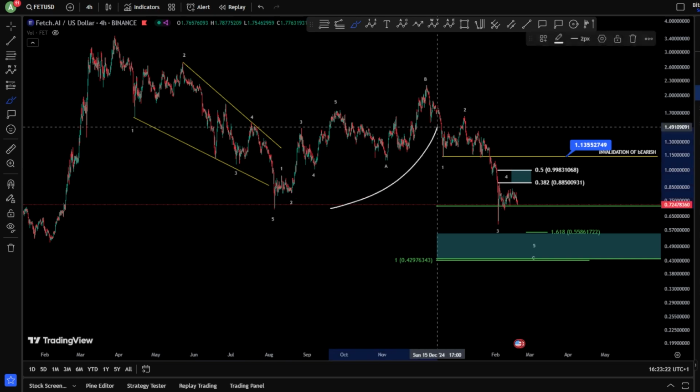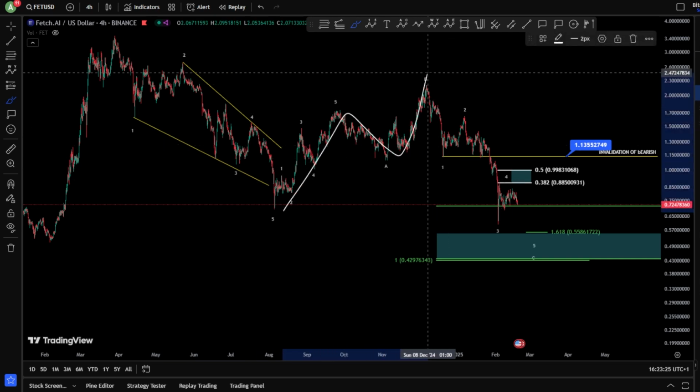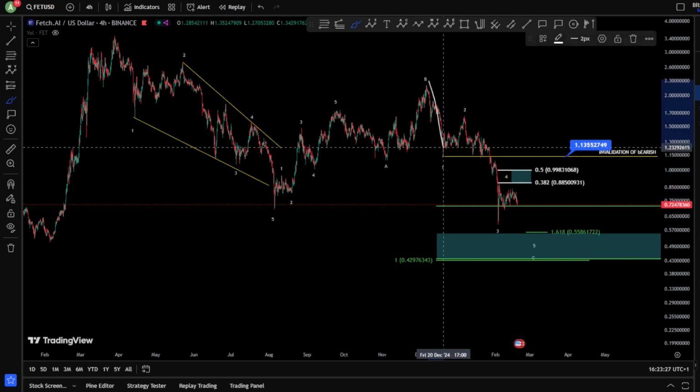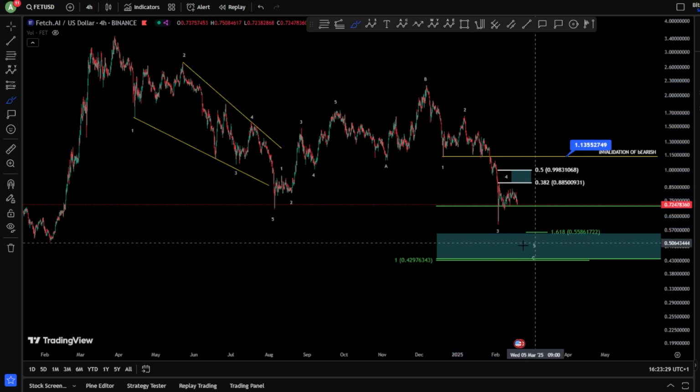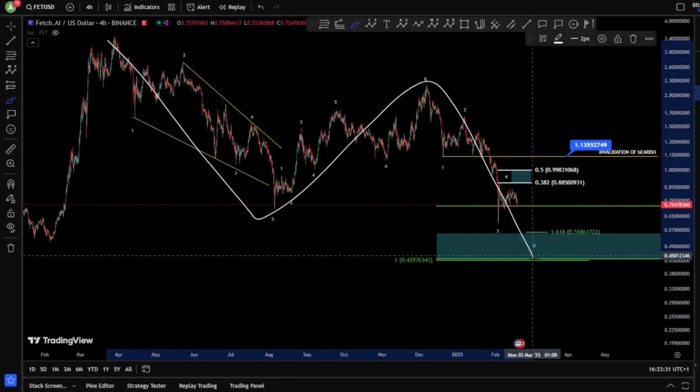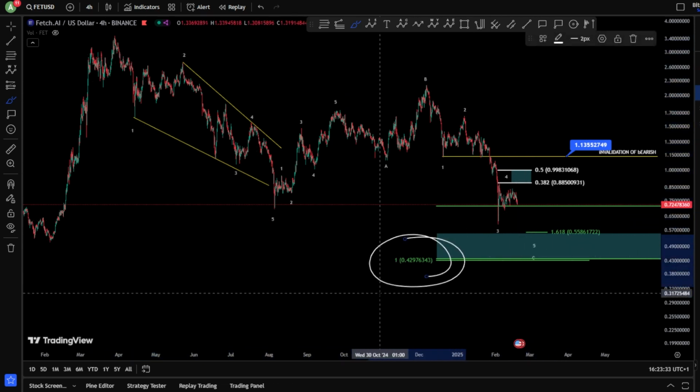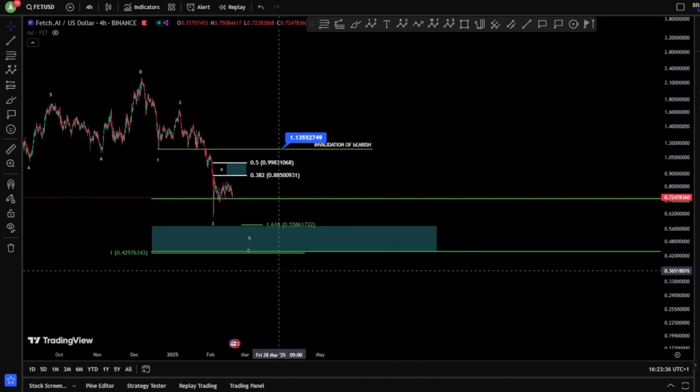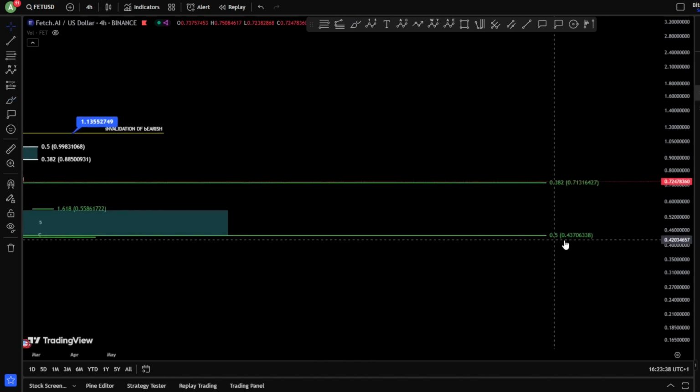So we cannot call it anymore. We have to call it A, B, and a C, or WXY. And then we are looking at 1, 2, 3, 4, 5 for your wave C, A, B, and a C. Perfectly to be finished at the 1-to-1 fib level in confluence with your 0.5 fib level.